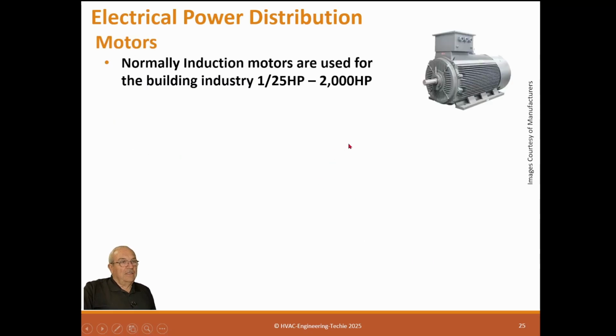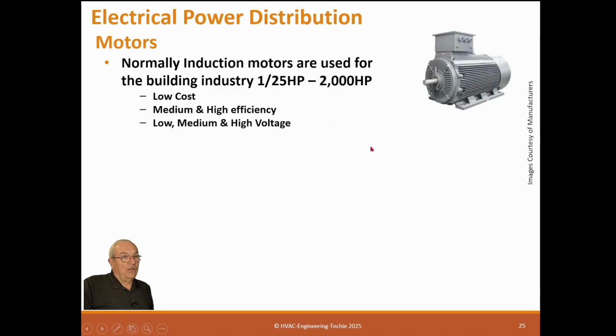Motors. Normally, induction motors are used in the building industry, 1/25 horsepower to 2,000 horsepower. They go much bigger. I mean, you can get a much bigger motor, but in the building trades, we don't normally see anything near that big. I mean, normally a 150 horsepower motor is a big motor in a building. You might have a bigger one on an elevator, or for a chiller, you might have a big chiller. You can have 1,000-ton, 2,000-ton chillers, which will certainly have these big motors, but nothing else will have that kind of motor on it. Normally, induction motors are low cost, medium and high efficiency, low and medium high voltage.